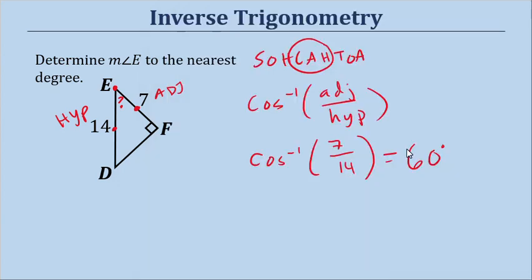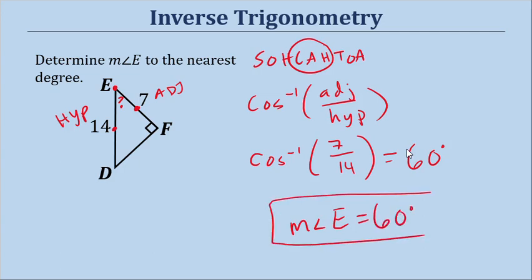Now for this one, I don't need to worry about rounding because it's exactly 60 degrees. There's nothing to round. It's already marked to its nearest degree. So the measure of angle E equals 60 degrees, because again, it's always a good idea to put the question in the answer whenever you can.